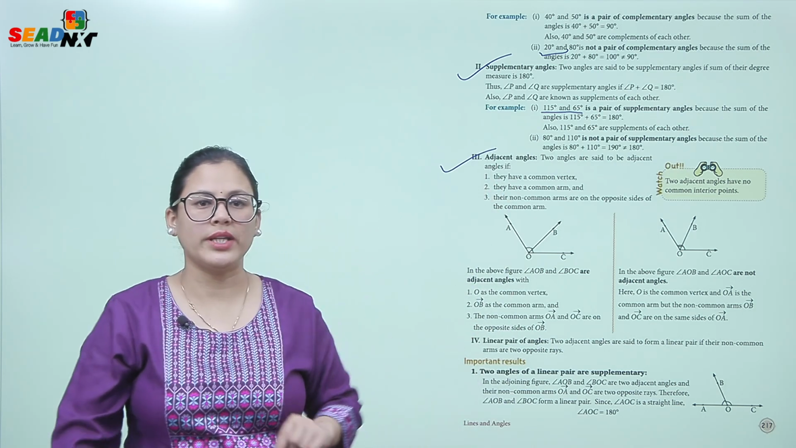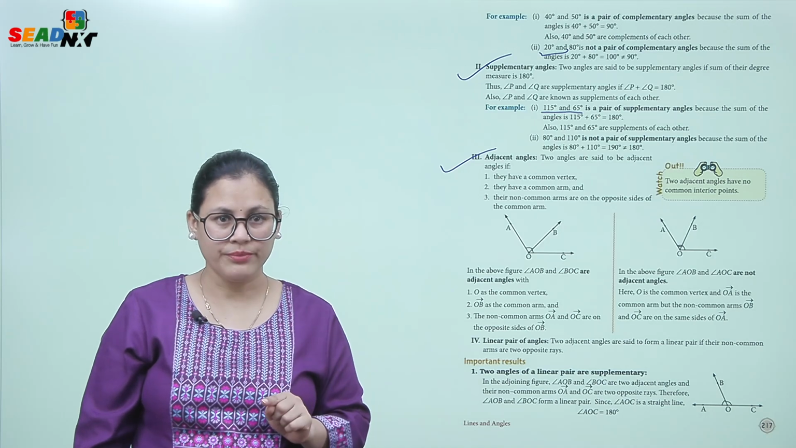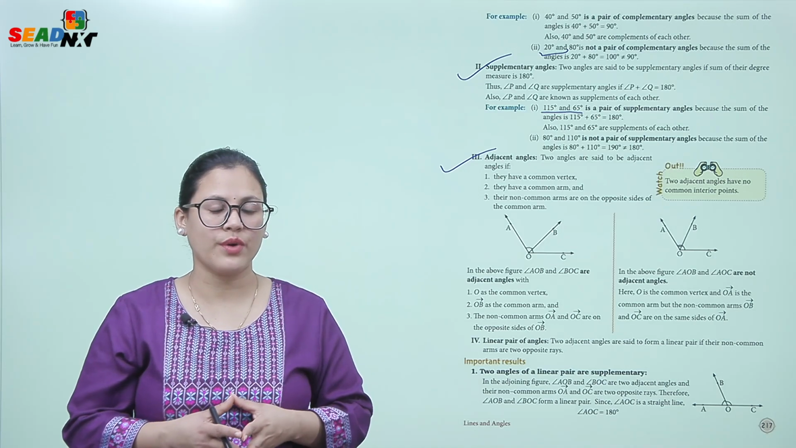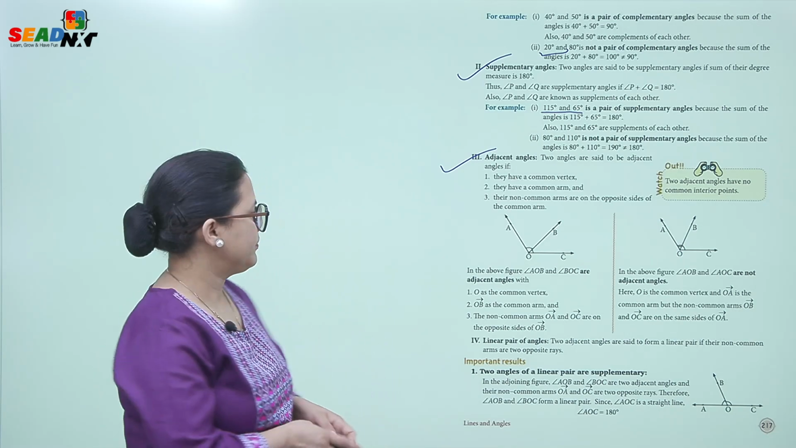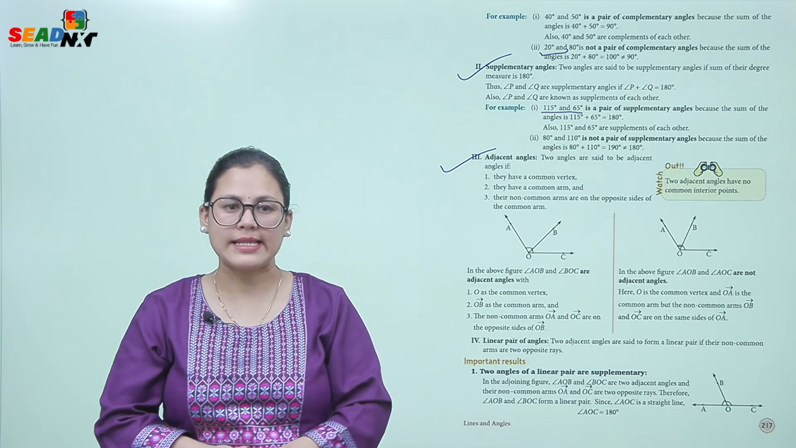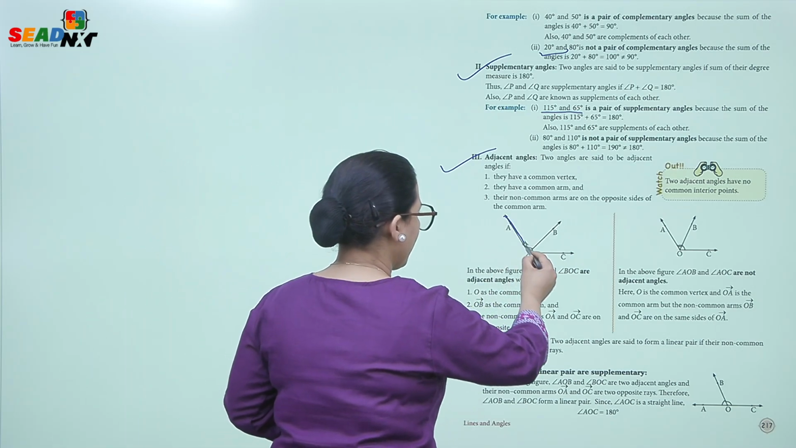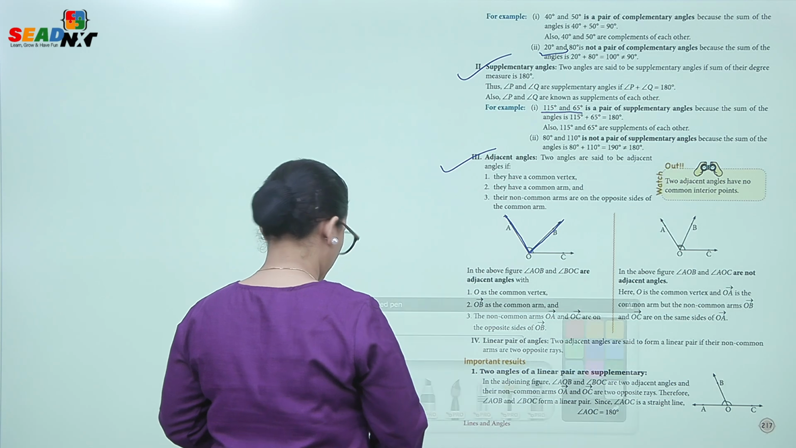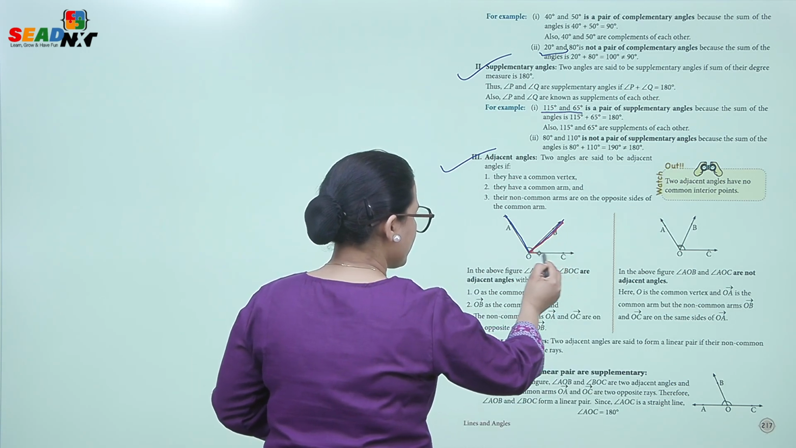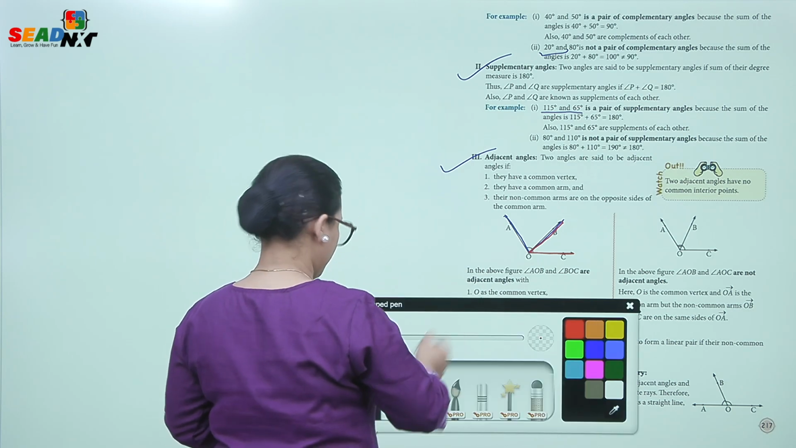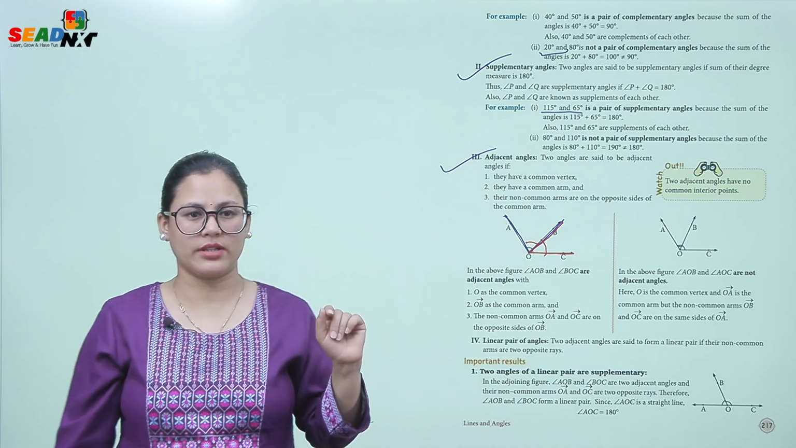Two angles are said to be adjacent angles if they have a common vertex, they have a common arm, and their non-common arms are on the opposite sides of the common arm. Okay. So, let's consider this example. In the above figure, angle AOB and angle BOC. So, these are the two angles, this one and this one. These are adjacent angles.